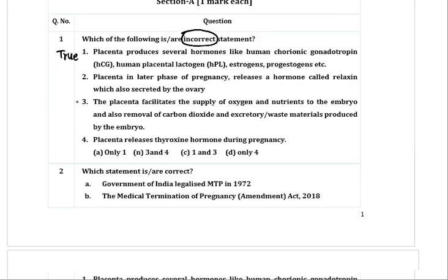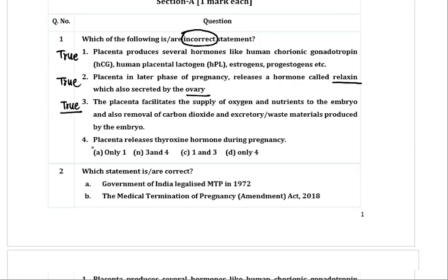And in the question, it is asked incorrect. Second, the placenta in the later phase of pregnancy releases a hormone called relaxin, which is secreted by the ovary too. This is also true. The third statement is that the placenta facilitates the supply of oxygen and nutrients to the embryo and also removes the carbon dioxide and excretory waste material produced by the embryo. That is true. This is one of the main functions of the placenta.